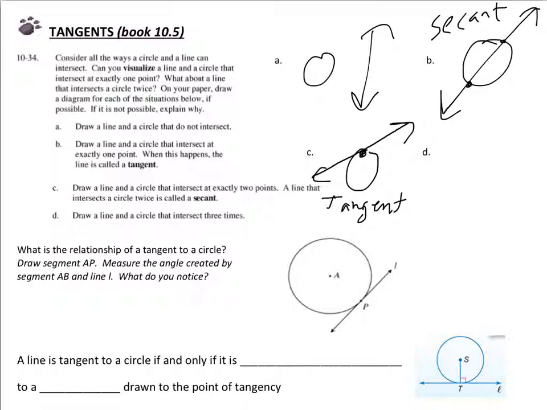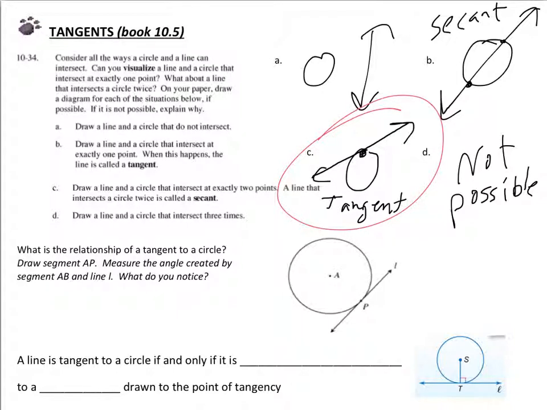As for a circle that has a line drawn through it 3 times, not possible. If you read these notes to the left, you'll see what I'm talking about. You can't draw a circle with a straight line that intersects it 3 times. Can't be done. But today we're going to focus on this tangent.